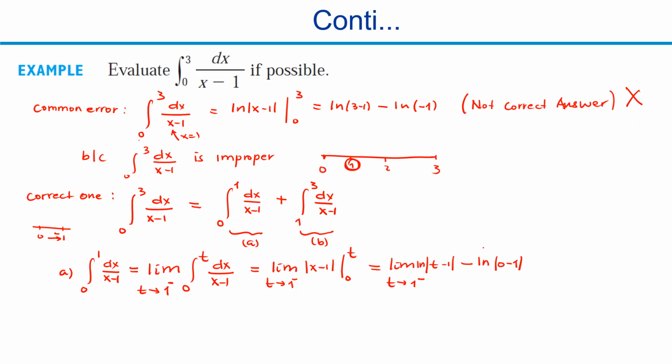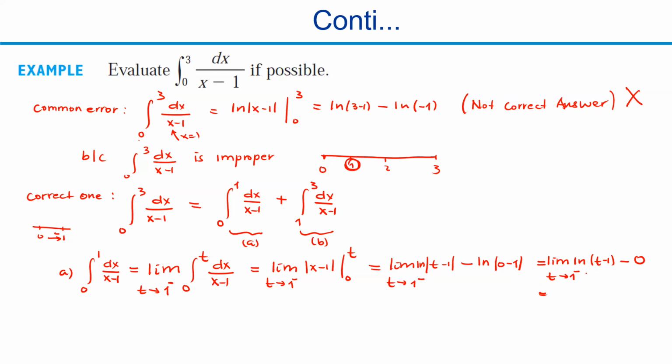And this is simply, let me finish it here, the limit of ln of absolute value of t minus 1, as t goes to 1 from the left, minus 0. Because ln of absolute value of minus 1 is ln of 1, and ln of 1 is 0. So the answer is what? What is the limit of ln of absolute value of t minus 1 as t goes to 1 from the left?